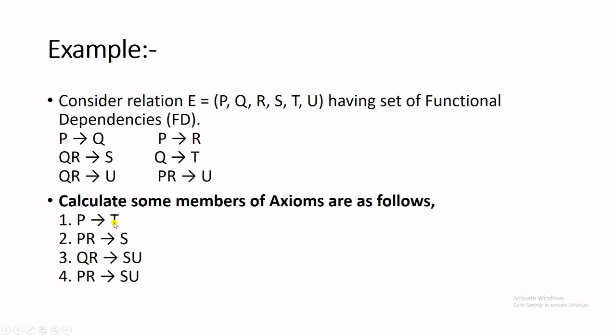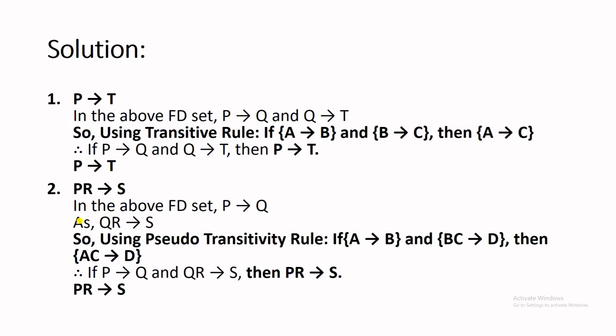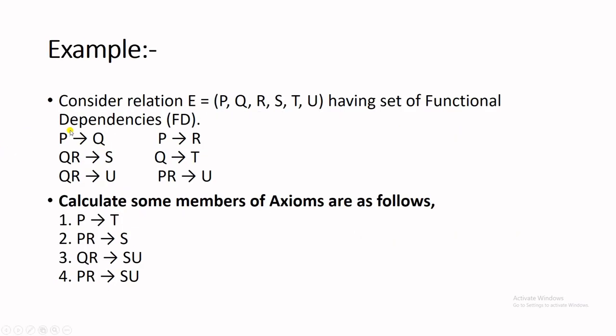To derive the first functional dependency, the transitivity operation holds, because we have the functional dependencies P → Q and Q → T. By using the rule of transitivity, we can directly derive P → T. Next is PR → S. In the case of PR → S, we have two functional dependencies, P → Q and QR → S. By using the secondary rule of pseudo-transitivity, we can derive PR → S.